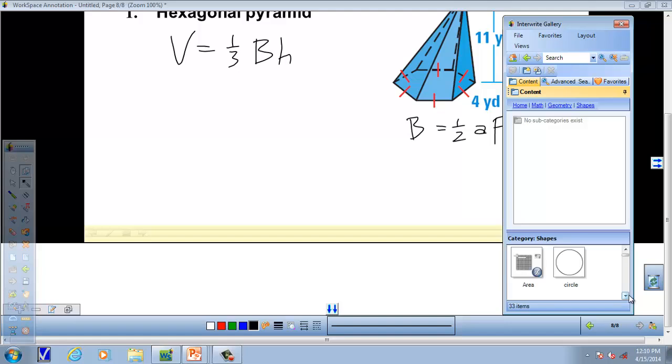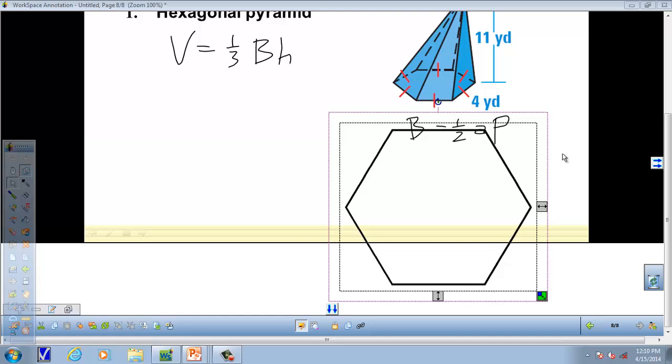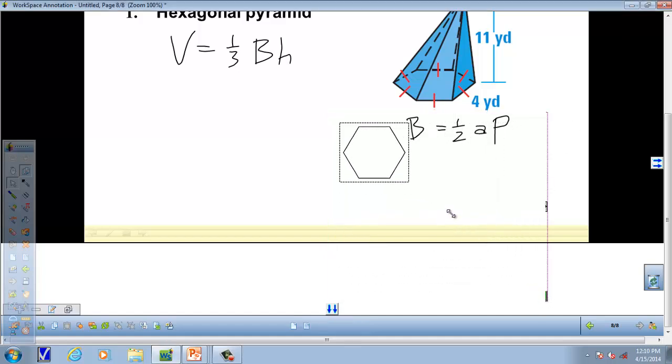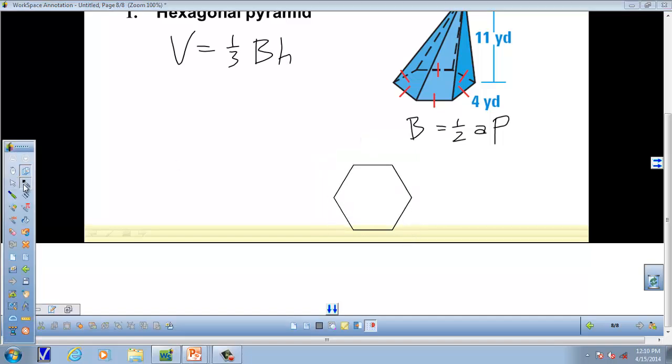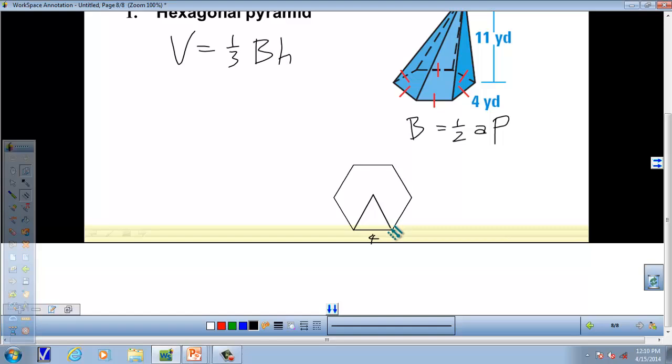Go ahead and get a hexagon ready. There's my hexagon. Okay. So we're going to use this shape, and remember again, we know the length of each side is 4. If I draw from the center, I draw a line here and a line here. We know this is an equilateral triangle because this angle will be 60 and it's isosceles.